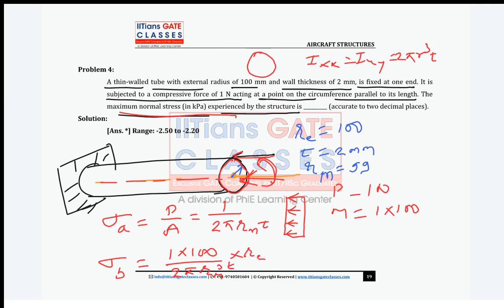Now what will be the nature? How will the variation be happening, guys? See, on top it is compression and on bottom it is what? Tension, right?